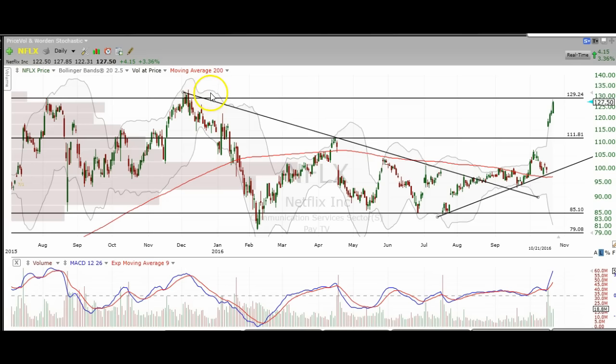But this is definitely an area where I would be trimming some longs personally, because you can see how many times it's gotten rejected up here. So just be aware of these levels here on Netflix, and you should do just fine.